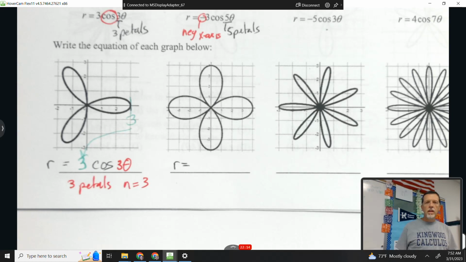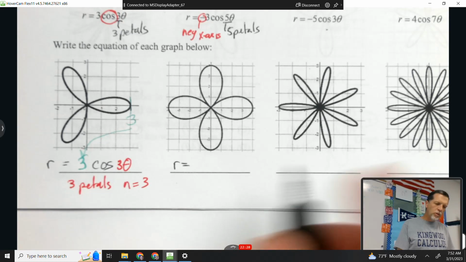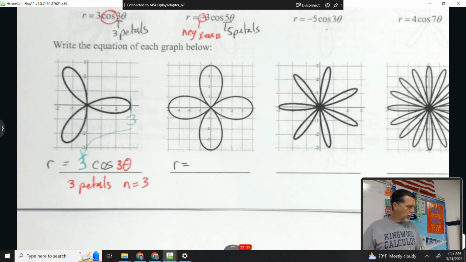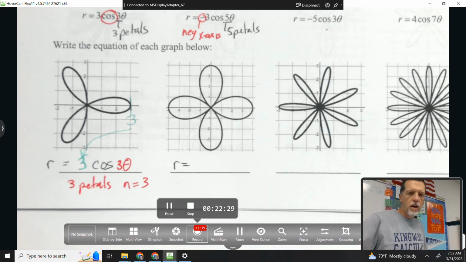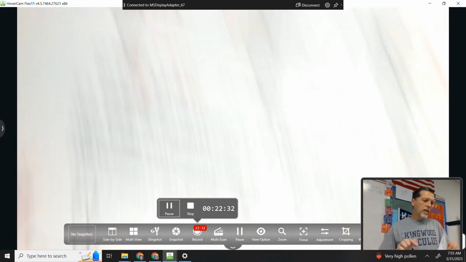All right, the next one. Why don't you try the next 2? That last one's a little bit crazy, and you have to count and figure it out. But try the next 2. Okay, good deal. So you kind of got the hang of it. Turn the page. Sine roses.